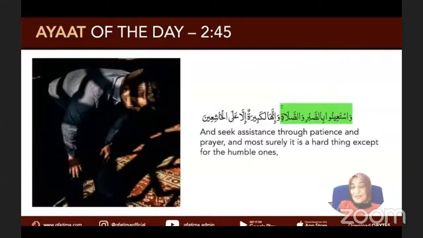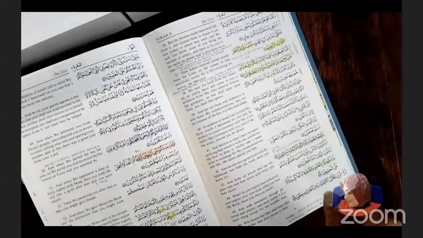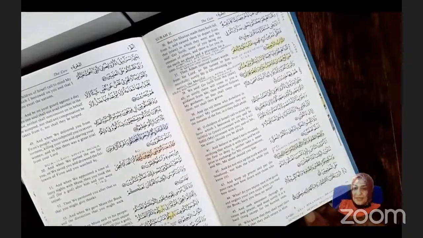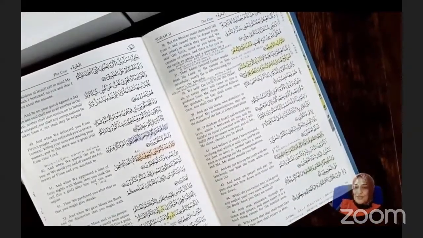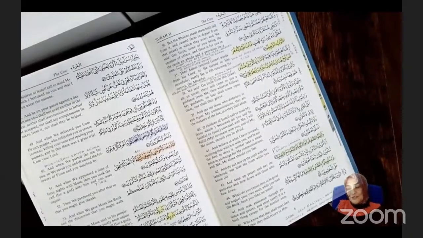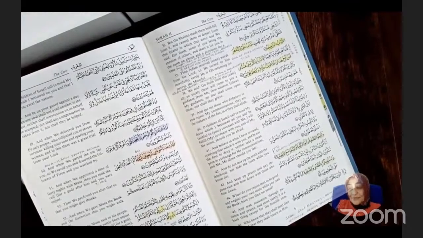وَاسْتَعِينُوا بِالصَّبْرِ وَالصَّلَاةِ. If you want to seek assistance, seek it through sabr and salah. وَإِنَّهَا لَكَبِيرَةٌ إِلَّا لِلْخَاشِعِينَ. It's really, really difficult. It's a hard thing to do, except for those who have khushu, those who are humble. And you see I've highlighted it down here. But then at the bottom I've written what sabr means. Sabr is self-mastery. It's being able to continue regardless of the emotional storms that one is going through. That is what's called sabr.